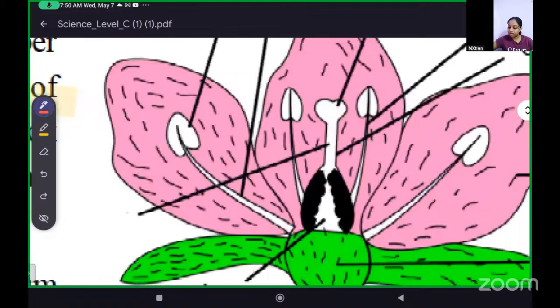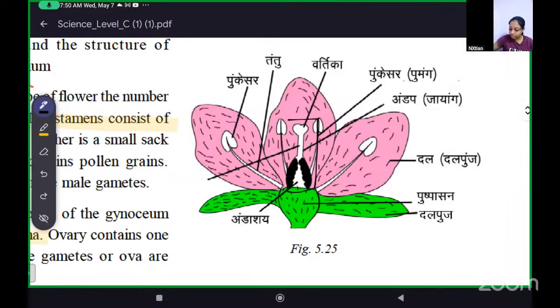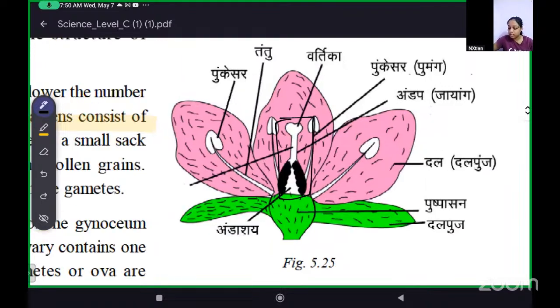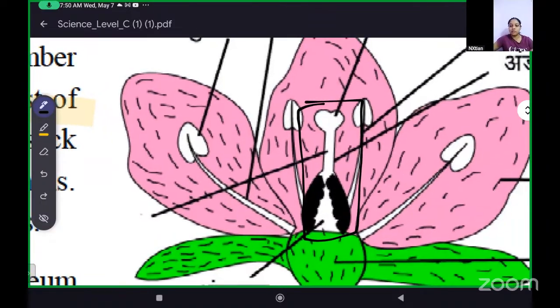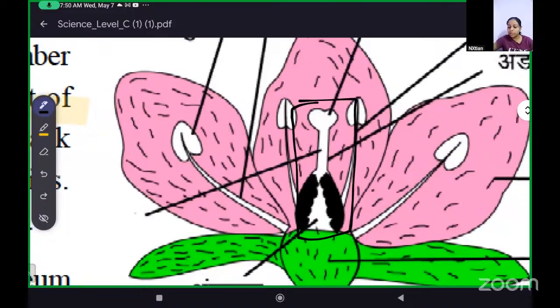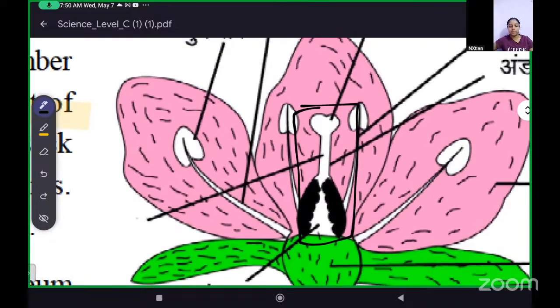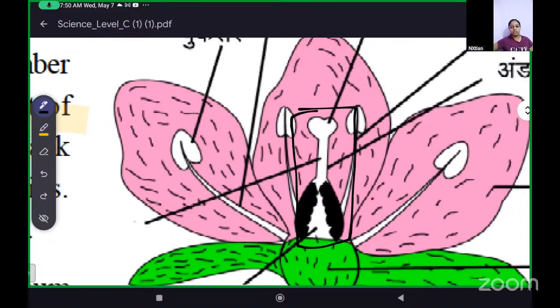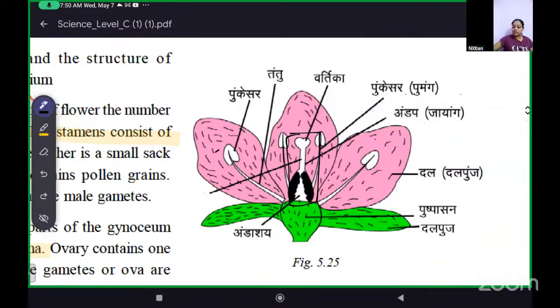Remember, this center portion is the female. In plants, this is pistil. The top part is known as stigma. The middle part or the neck is known as style, and then the lower part, the oval shape kind of, that is known as ovary. It has small grains like things called ovules.